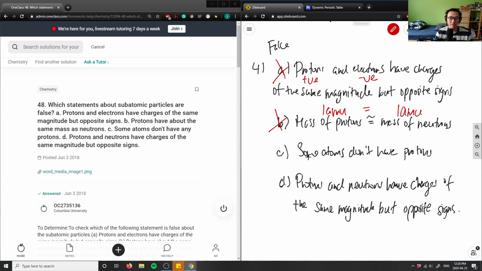Because I don't really like the wording here. Some atoms don't have any protons. I don't really like the wording on this one. So I'm going to skip to the D here.